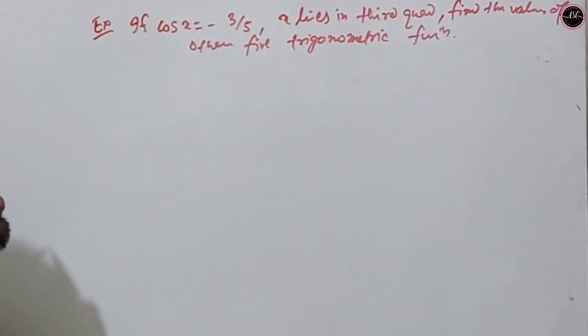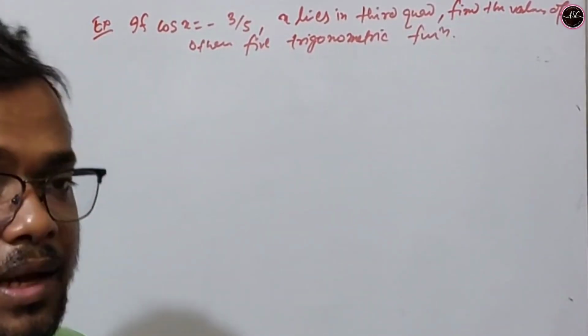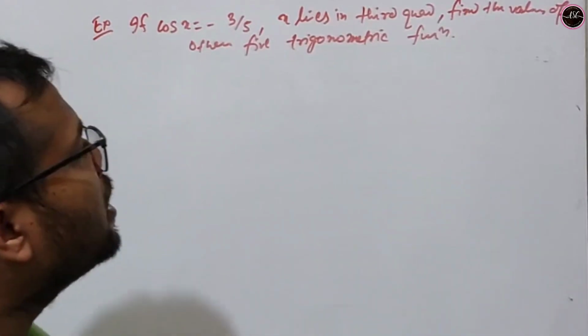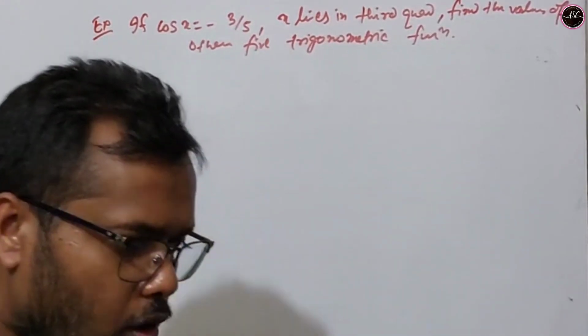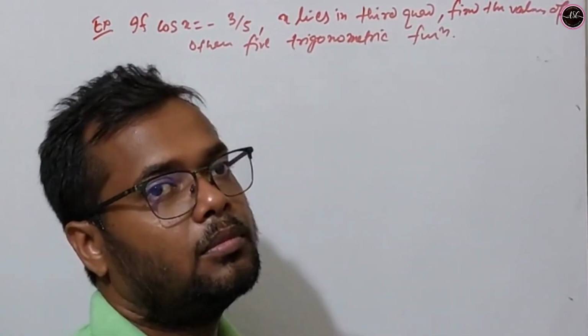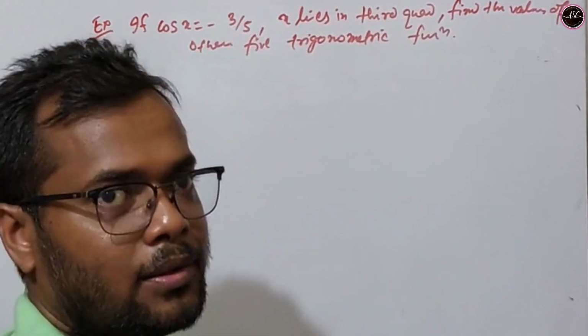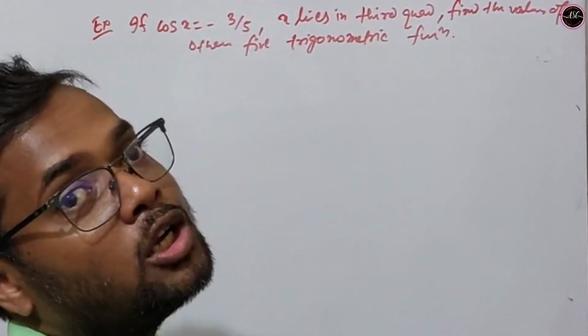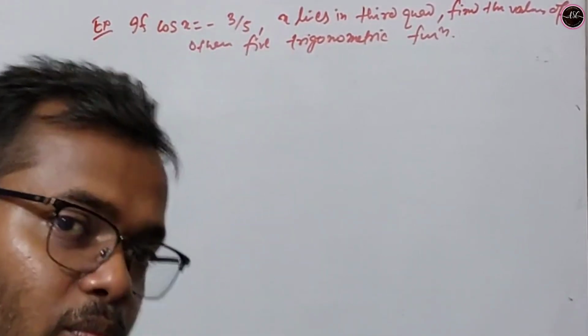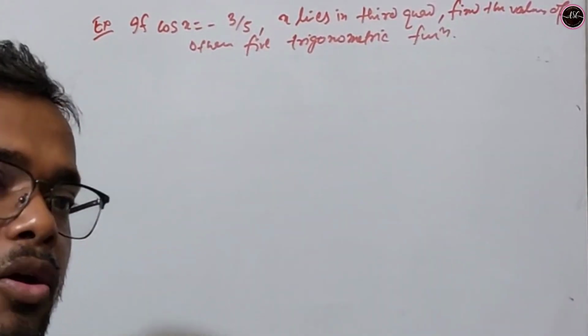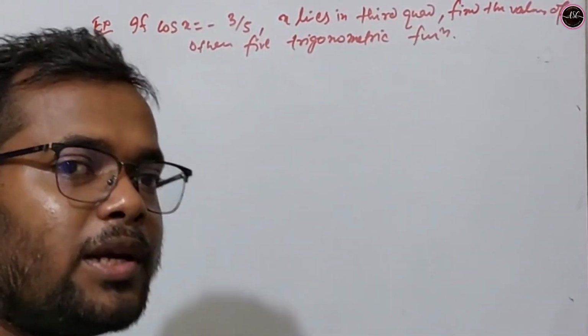Okay. We are going to do some examples. Let's just look. If cos x is equal to minus 3 by 5, x lies in the third quadrant. Find all values of the other 5 trigonometric functions. We know the mantra: add sugar to coffee. That means all, sin, tan, cos. Okay, by that formula we can find that. And also here we will use the trigonometric formulas.